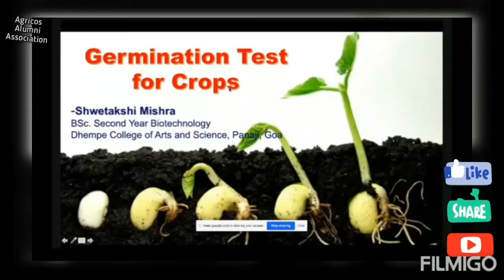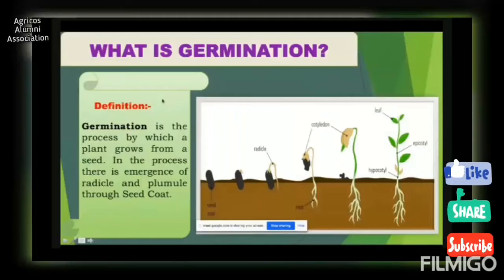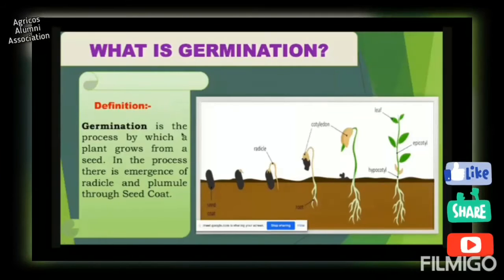So before moving on, we have to first know what is germination. By definition, germination is the process by which a plant grows from a seed. In this process, there is emergence of radicle and plumule through the seed coat. As you can see here in the figure, there is a seed and it gradually grows to form a plant. So the entire process of a seed growing into a plant is called germination.